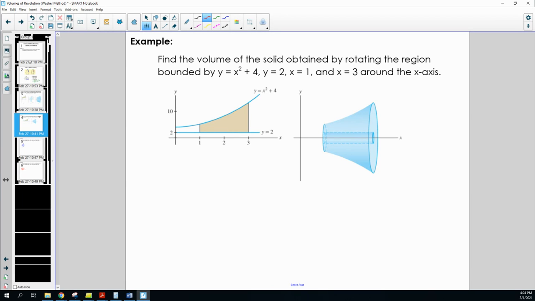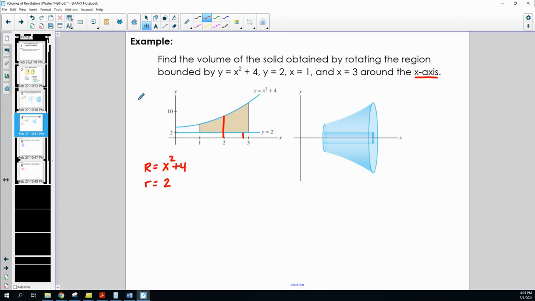So the first thing we want to do is obviously identify which axis we're revolving it around. So in this case, it's the x-axis. And then we want to identify our big R and our little r. So our big R, I'm just going to put big R here, that's going to be our outer radius. So that's going to be the farthest one away from our line of rotation. So we're rotating it around the x-axis. So the farthest one is going to be x squared plus 4. So my big R will be x squared plus 4. My little r is going to be the closer one. So that was going to be 2.